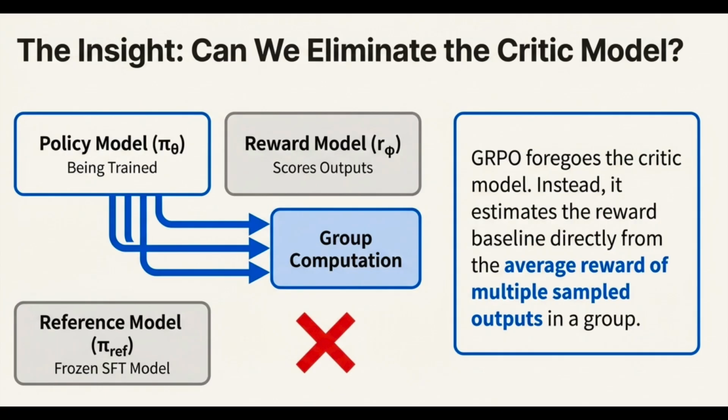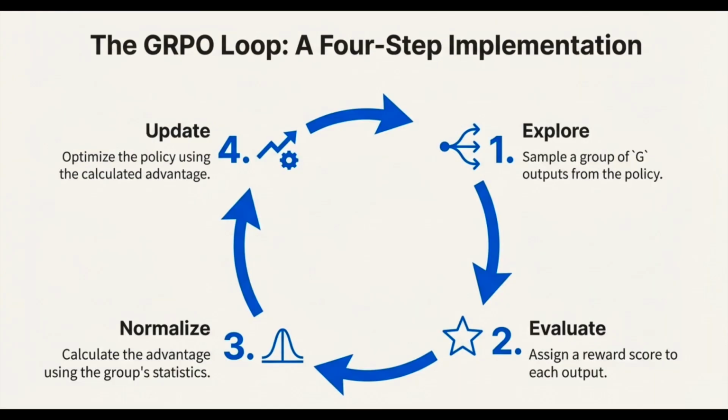So if GRPO gets rid of the critic model, what is it using for a baseline? If you don't have that dedicated estimator, what are you even comparing your action against? And that is the beautiful memory-saving hack. GRPO estimates that baseline not from some globally trained model, but from the group scores themselves. Within the batch. Within the batch, exactly. For a single prompt, you sample a bunch of outputs. GRPO just calculates the mean reward and the standard deviation of that group, and then it uses that group relative advantage to see which outputs were better than the group average.